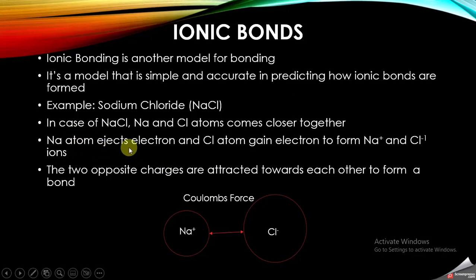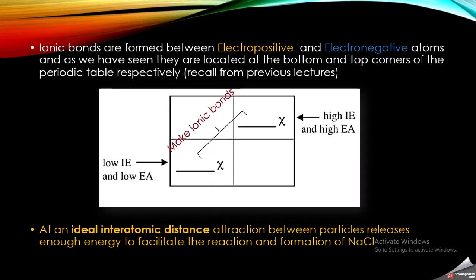So the sodium atom ejects an electron and the chlorine atom gains an electron to form sodium plus and chloride negative ions. The two opposite charges are attracted toward each other to form a bond, and this is a very strong bond as well. We have also studied already in the previous lectures that ionic bonds are formed between the elements which have low ionization energy and low electron affinity.